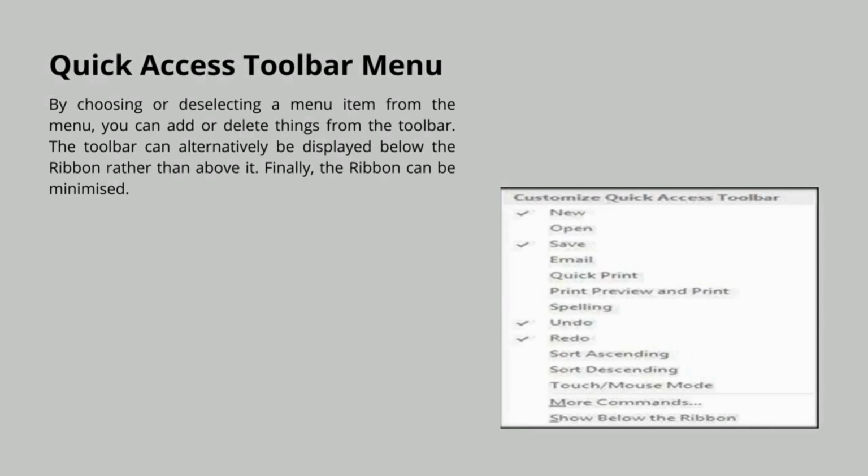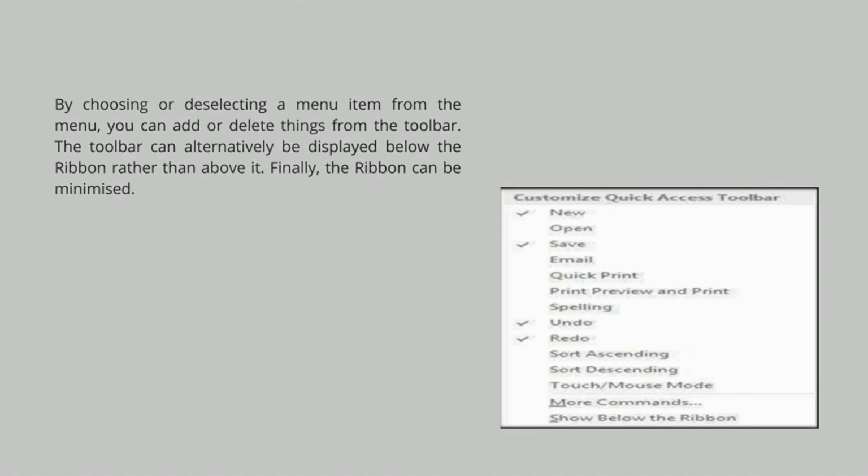Quick Access Toolbar menu. By choosing or deselecting a menu item from the menu, you can add or delete things from the toolbar. The toolbar can alternatively be displayed below the ribbon rather than above it. Finally, the ribbon can be minimized.